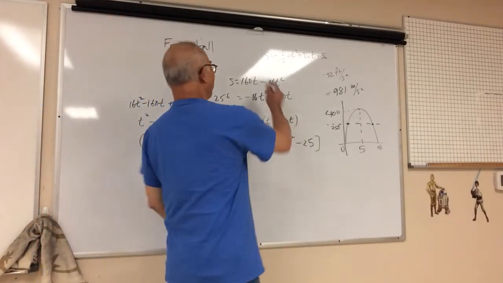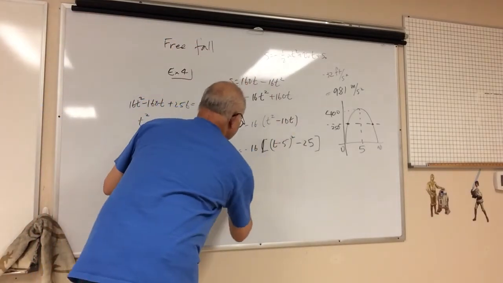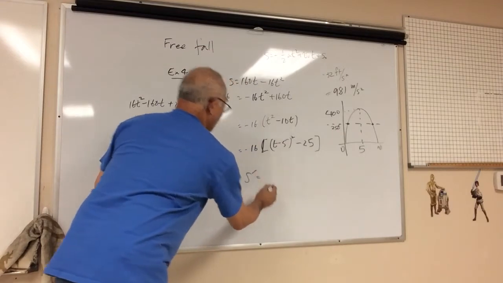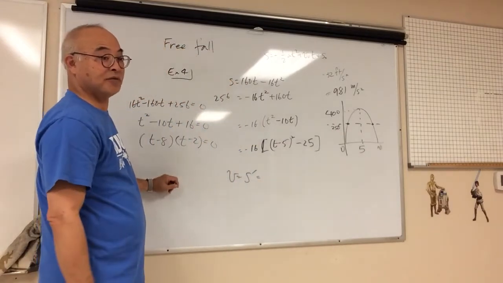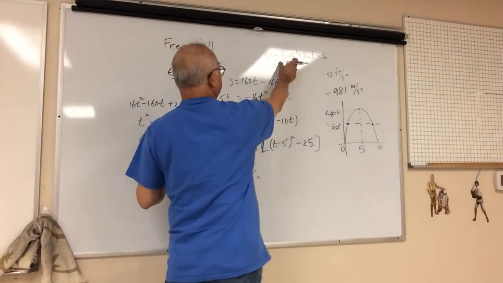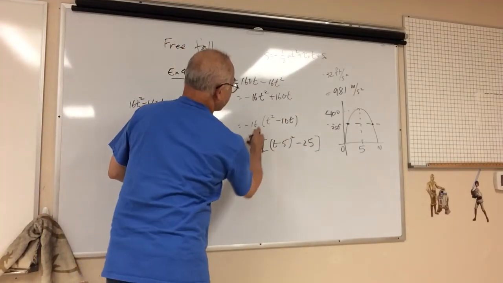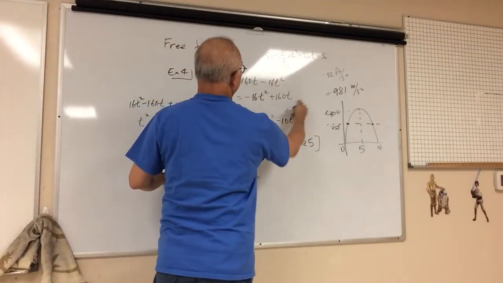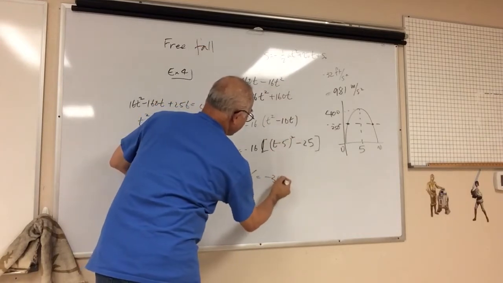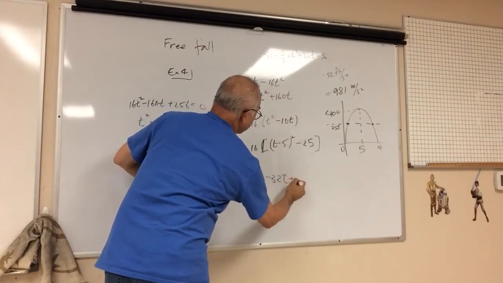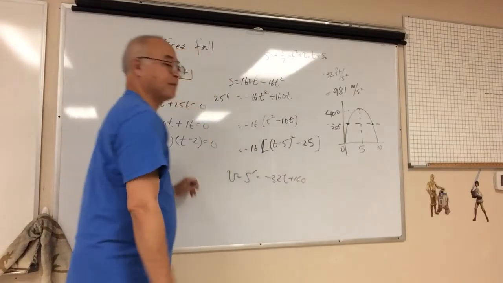Velocity is equal to s prime. Remember we talked about this? You have to take the derivative. So if I take the derivative of this, right here, I'm going to get negative 32t plus 160.